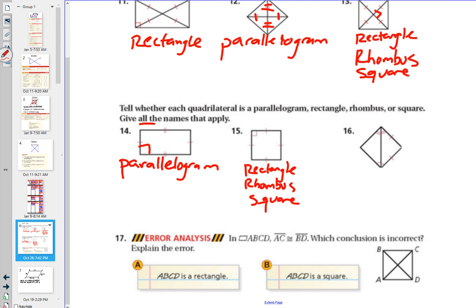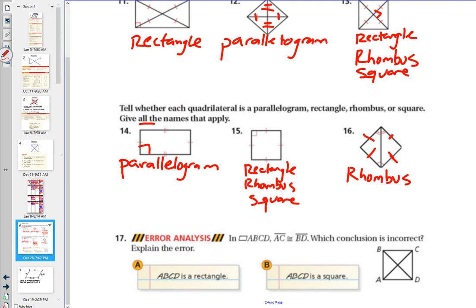A rhombus. When the diagonal bisects the angles, that makes it a rhombus. Okay. But now, in order to be a square, all the angles have to be congruent because it has to be a rectangle also. It has to be both a rhombus and a rectangle. There is nothing here to indicate that all the angles are congruent. They are telling you that two sides are congruent, even if they were to tell you that all the sides were congruent, well, that would still just make it a rhombus. In order to be a rectangle, you have to also consider the angles.